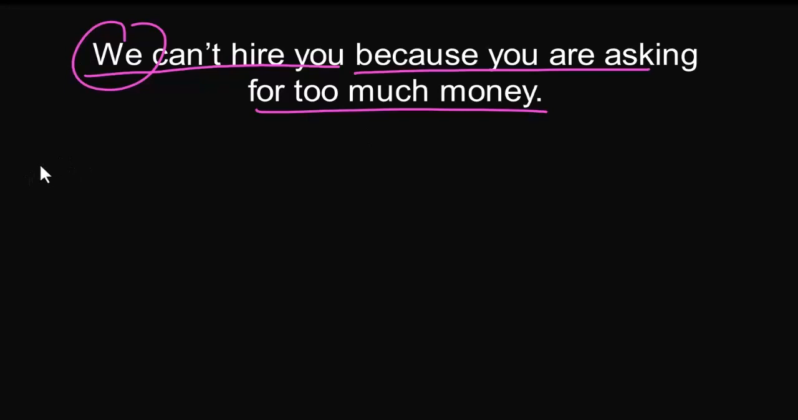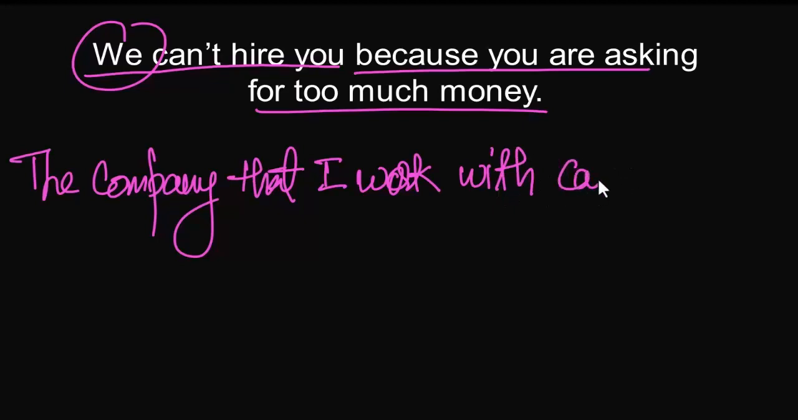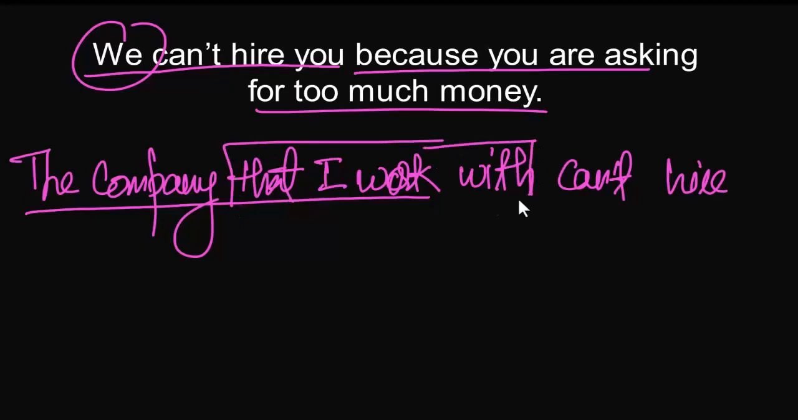So let's change it to the company that I work with, so this is the subject, that I work with, can't hire. So this is my first dependent clause. The company that I work with, sorry, this part is my dependent clause, that I work with. The company that I work with can't hire you. So instead of using just a word as the object, I can use a noun clause.